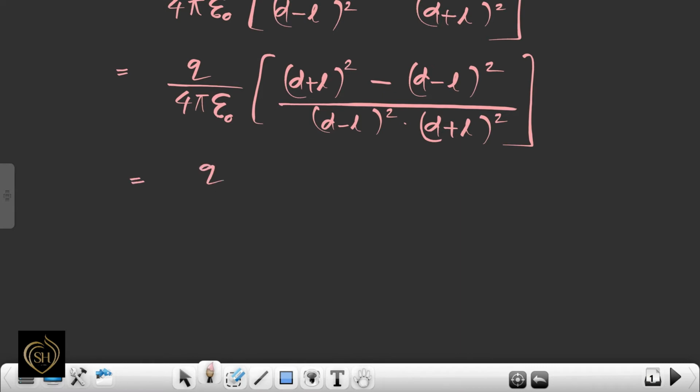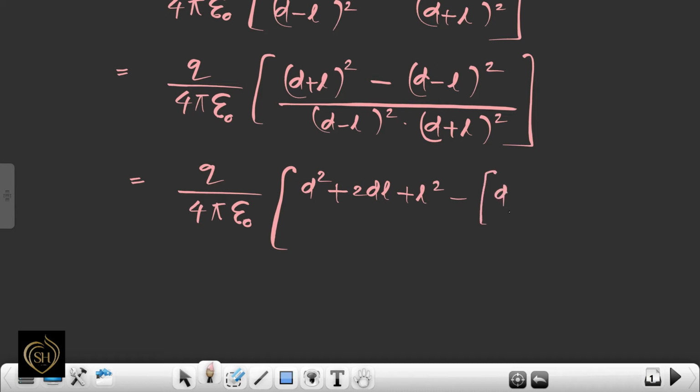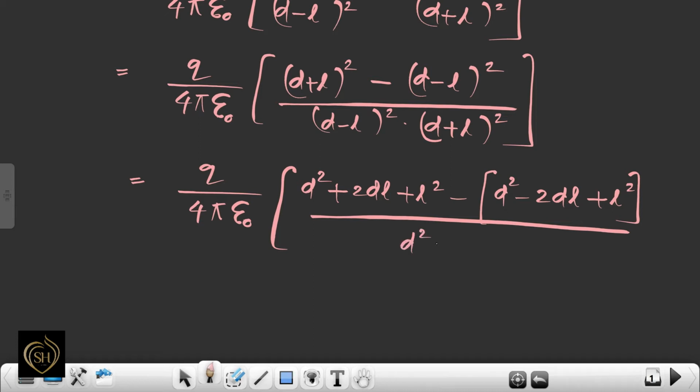That is equal to Q by 4 pi epsilon 0. (D plus L) the whole square is D square plus 2dl plus L square, minus (D minus L) the whole square, which is D square minus 2dl plus L square, divided by (D minus L) the whole square into (D plus L) the whole square, which is (D square minus L square) the whole square.